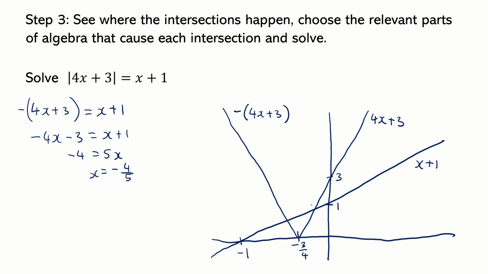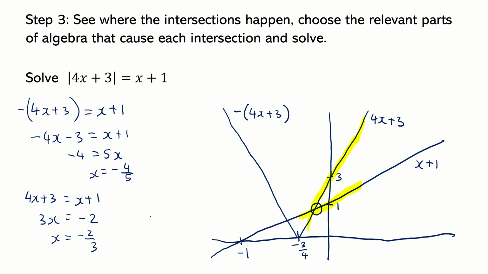But then if we want the second intersection, that's also going to be easy to find, because that is when the graph of 4x plus 3 intersects with the graph of x plus 1. So all we've got to do to find that point of intersection is set 4x plus 3 equal to x plus 1, and we can solve. So take away x from both sides gets us 3x, taking away 3 from both sides gets us minus 2, so x equals minus 2/3.